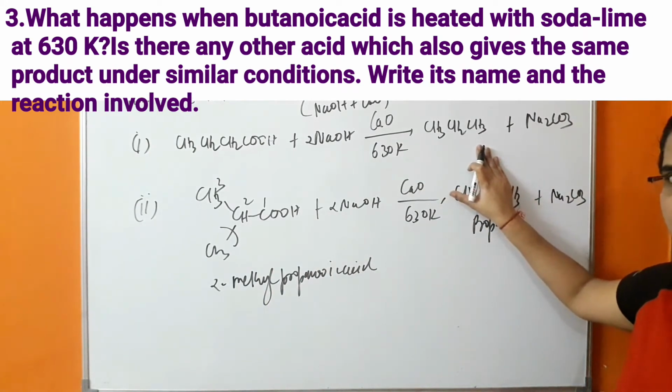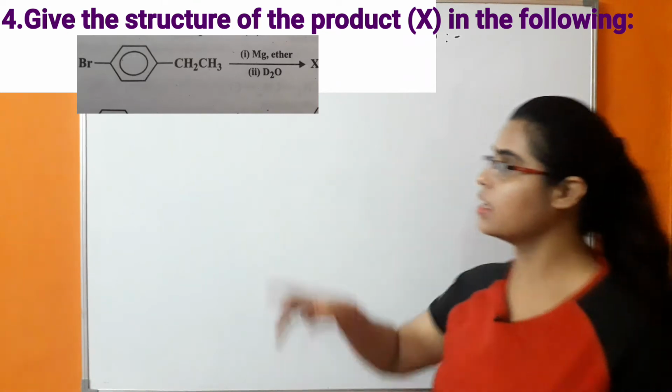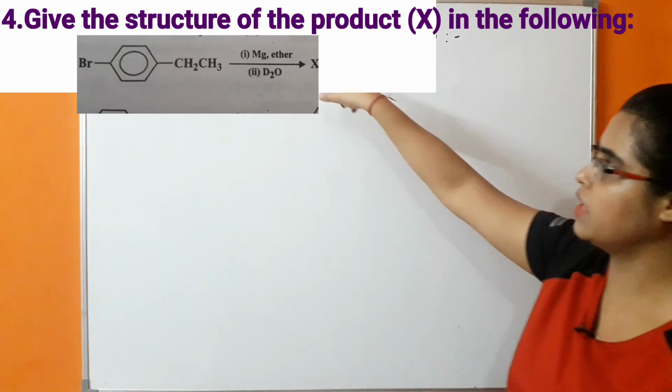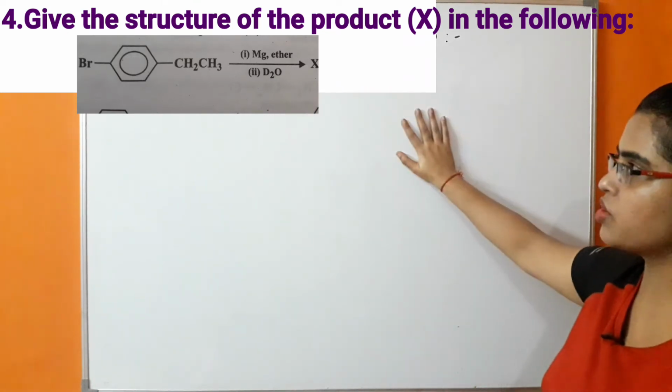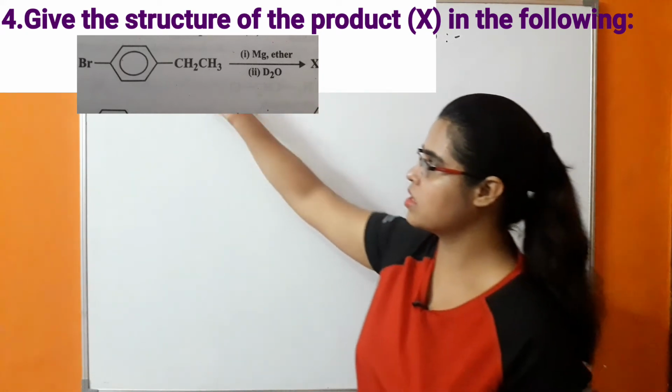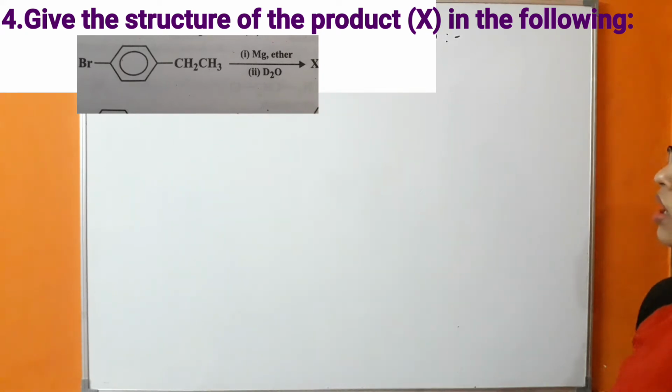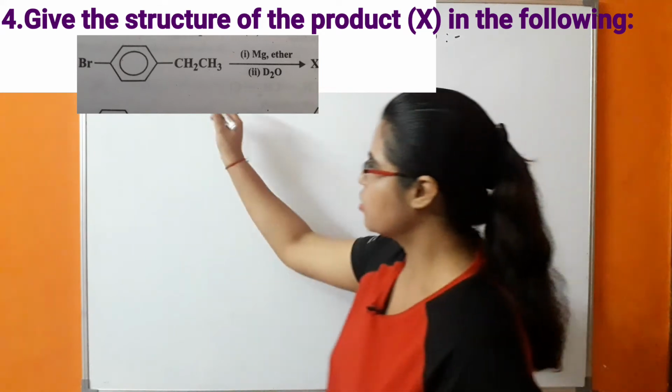Next question related to alkanes is: give the structure of the product, that is X, in the following reaction. In this case, this is the reactant. So let's see how the reaction is taking place. So what is happening?